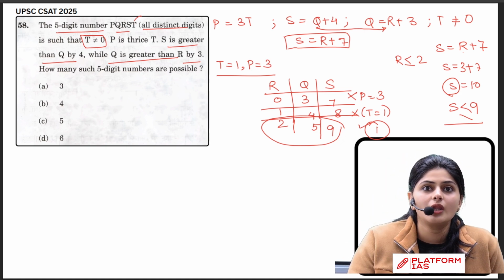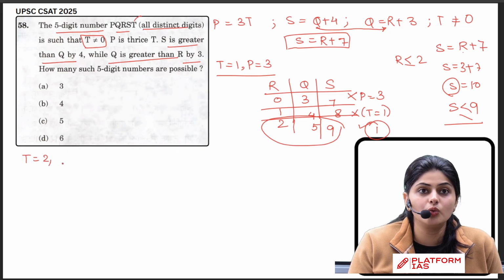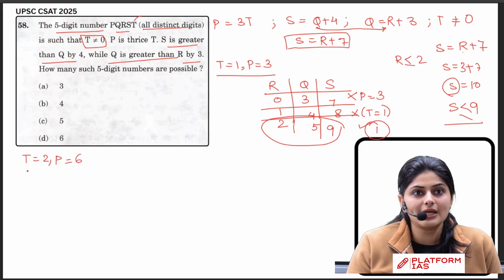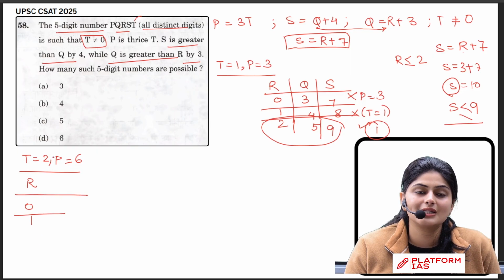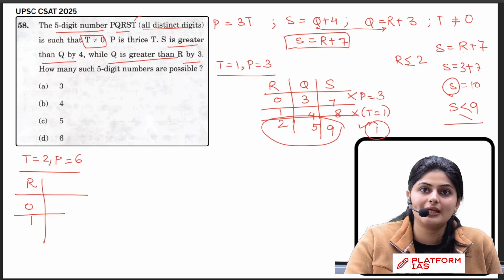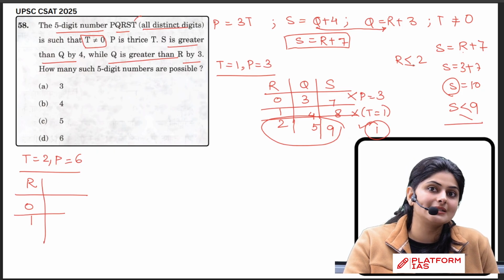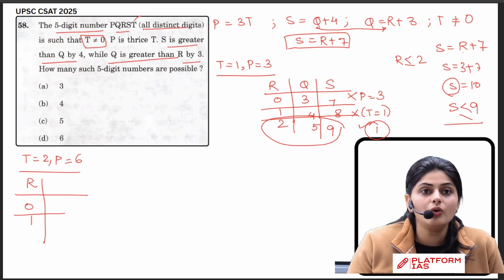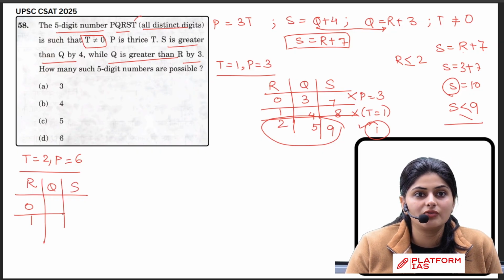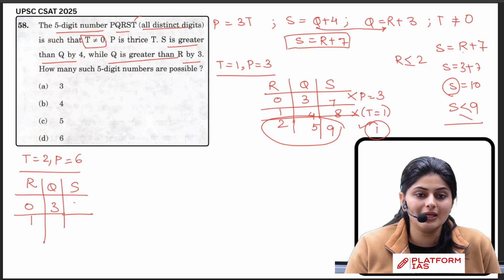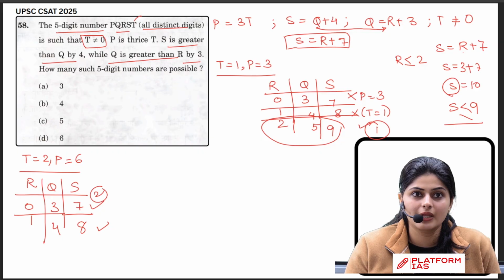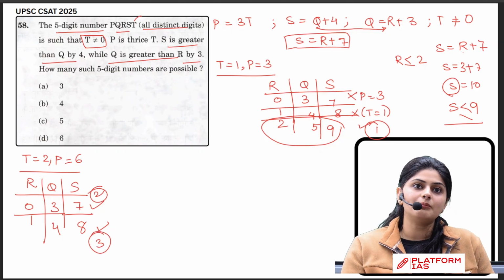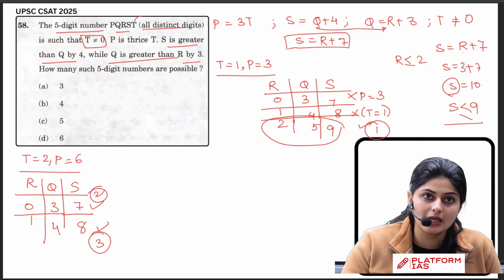Now, if we take T as 2, P will be 6 because P is 3 times T. Now here also R will be 0, 1. R will not be 2 because T is equal to 2. So we find the values of Q and S. It will give me 3 and 7, 4 and 8. So both the values are possible. So till now how many numbers are possible? 3 5-digit numbers are possible.